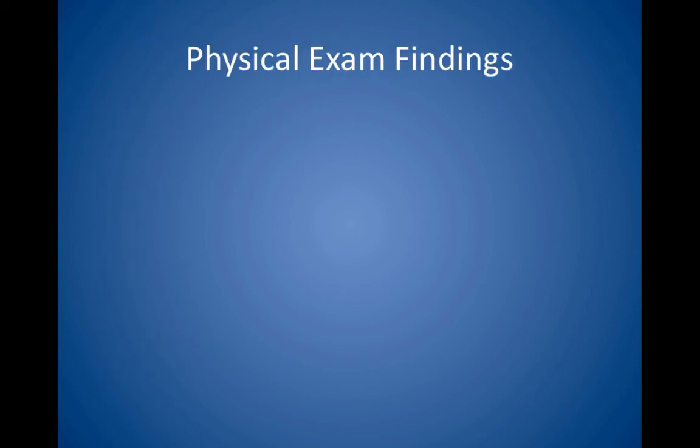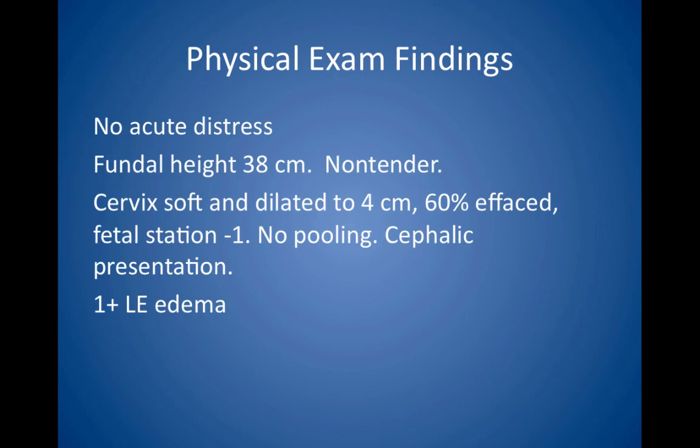The physical exam findings: general, patient is in no acute distress. HEENT, within normal limits. Cardiovascular and lungs are within normal limits. Abdomen reveals a fundal height of 38 centimeters and is non-tender. Genitalia reveals a cervix that is soft and dilated to 4 centimeters, is 60% effaced with a fetal station of -1. There is no pooling of fluids, and the presentation is cephalic. Extremities reveal 1+ lower extremity edema, and the neuropsych exam is within normal limits.